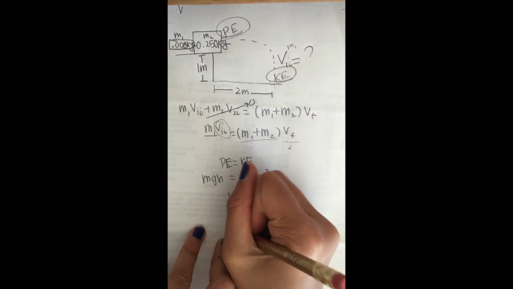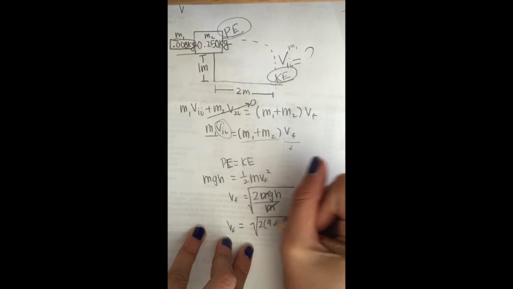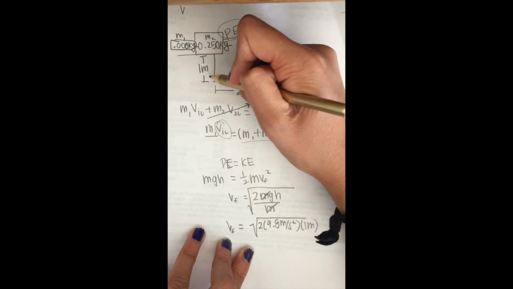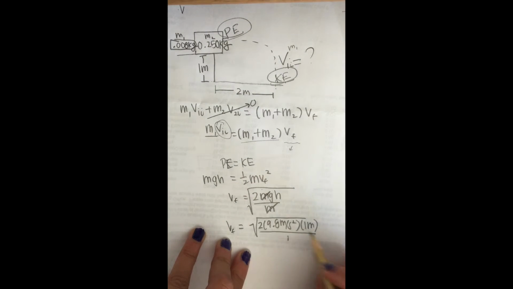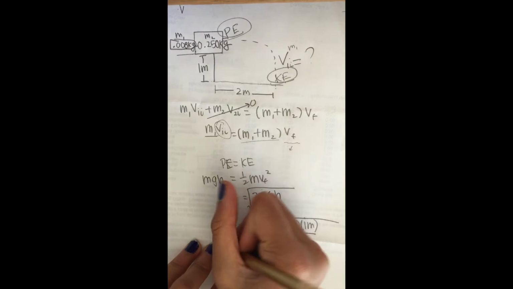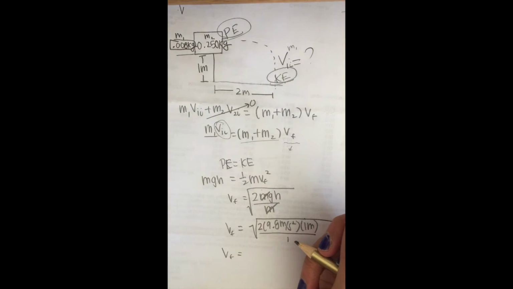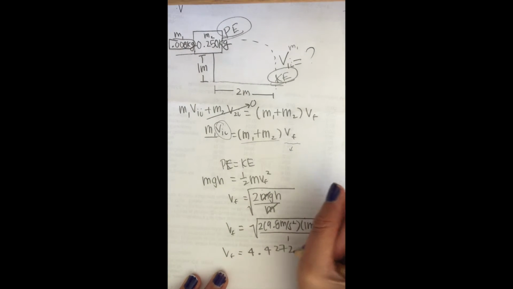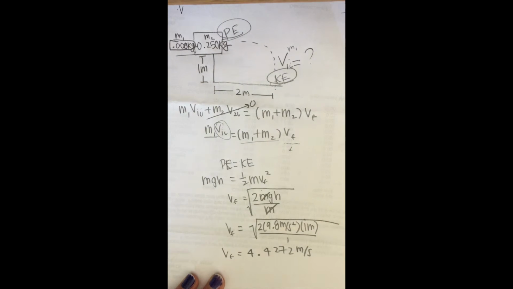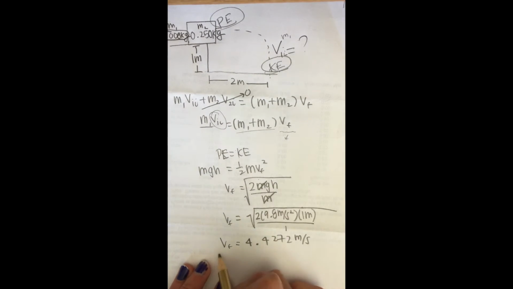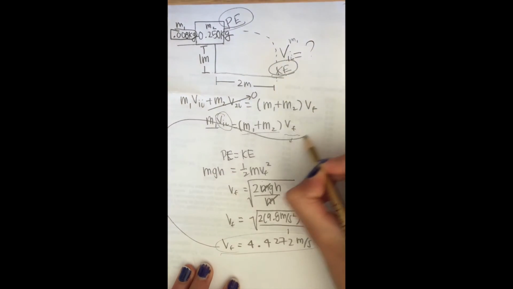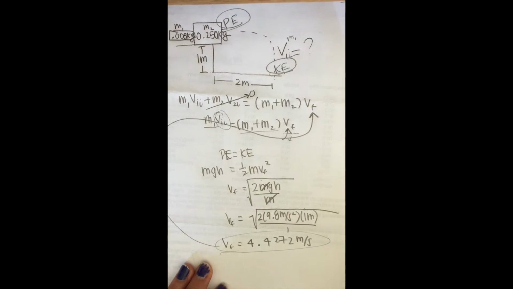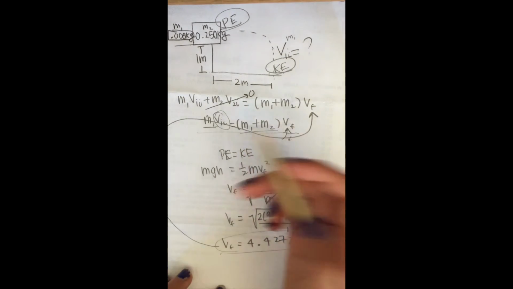So then we know that final velocity is equal to the square root of 2 times 9.8 meters per second squared times 1 meter, because it's the height, divided by 1, because we canceled the mass out. If we put that into the calculator, we get that velocity final is equal to 4.4272 meters per second. So now that we have velocity final, we can plug this value into here, or into here, technically also. So I'm going to go off of this equation.